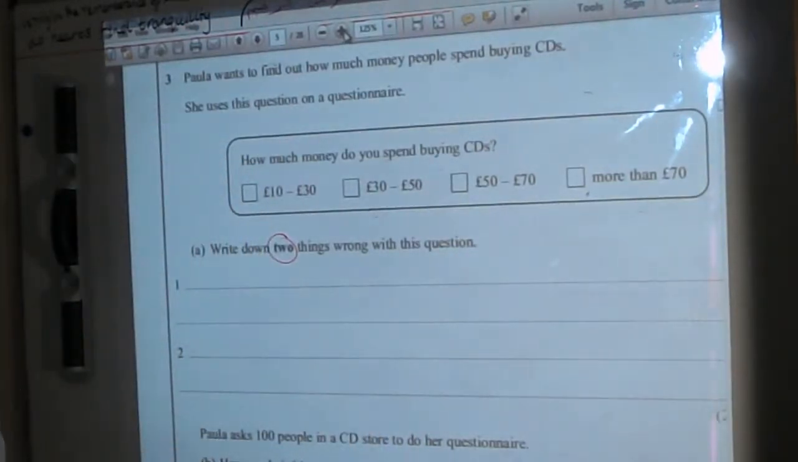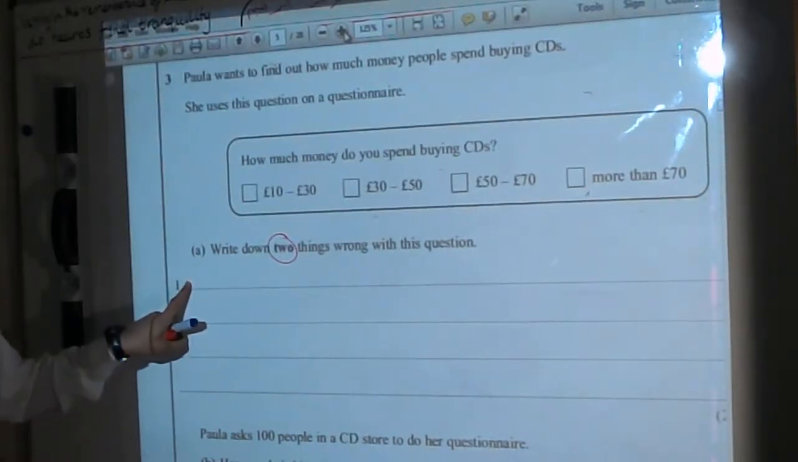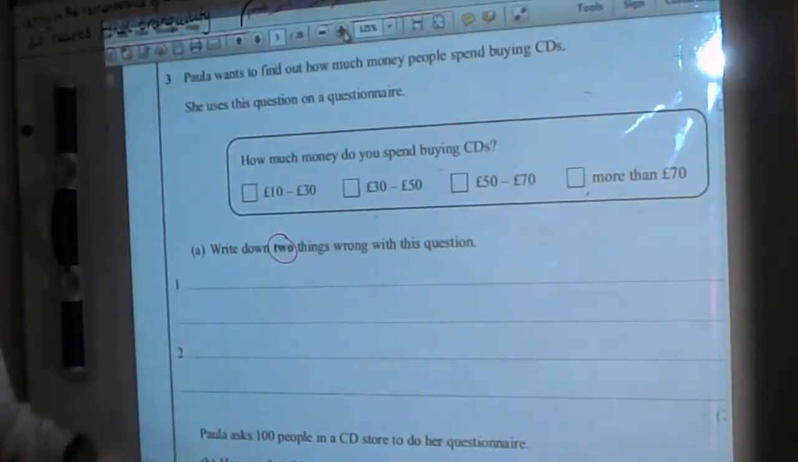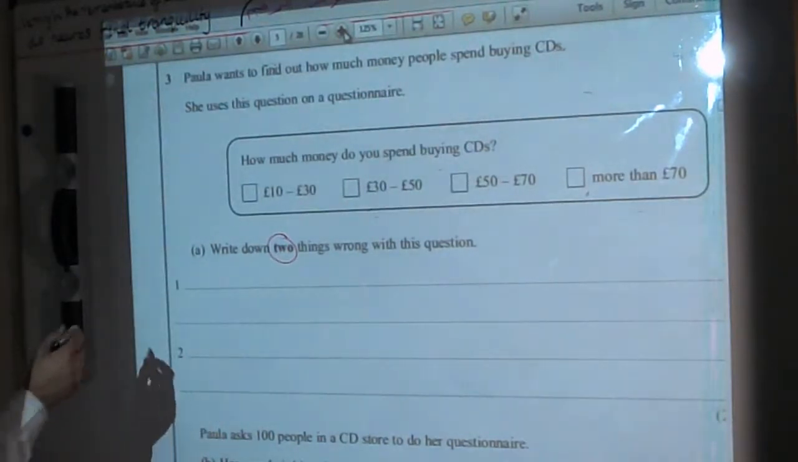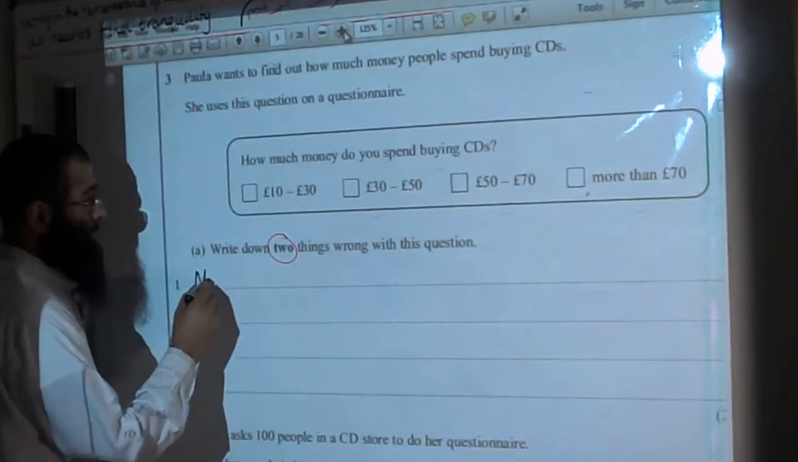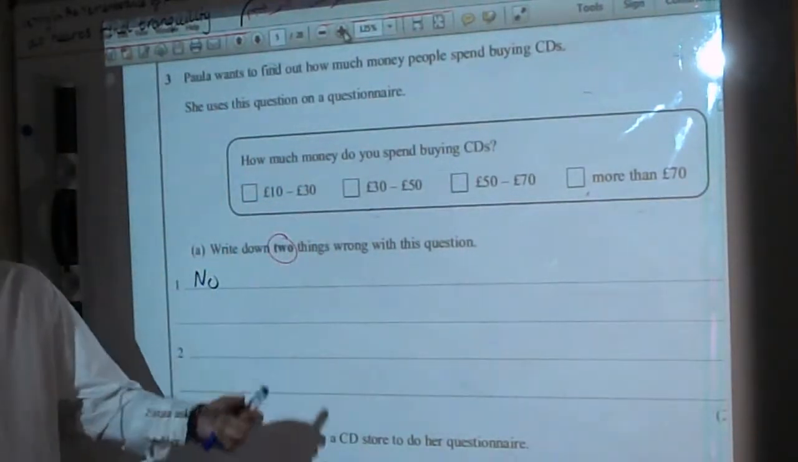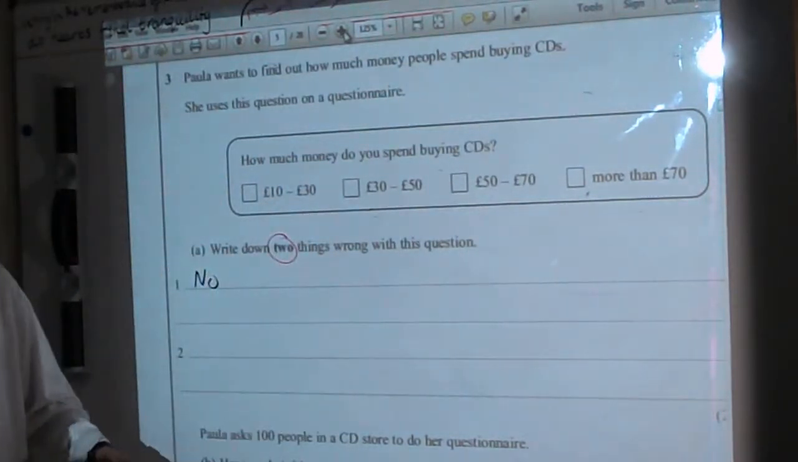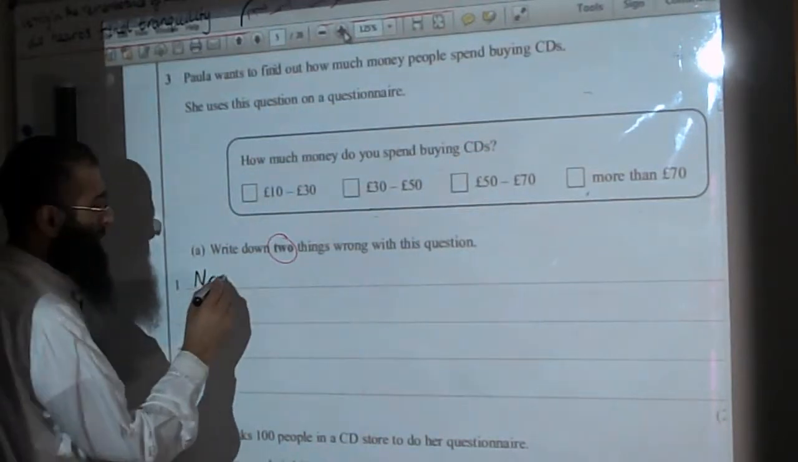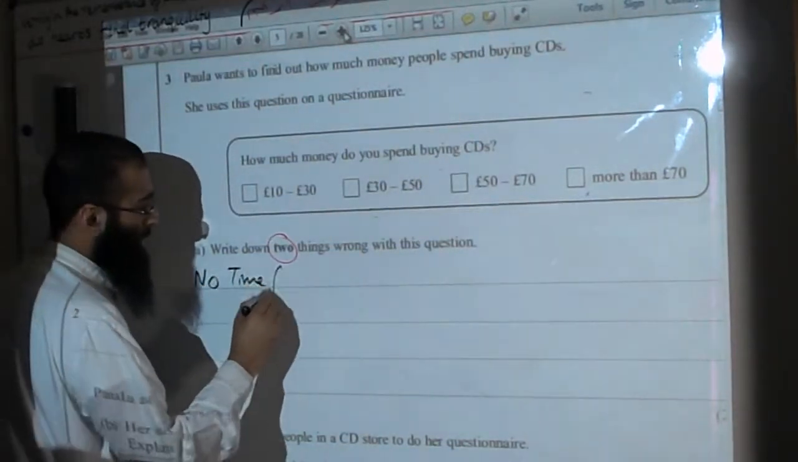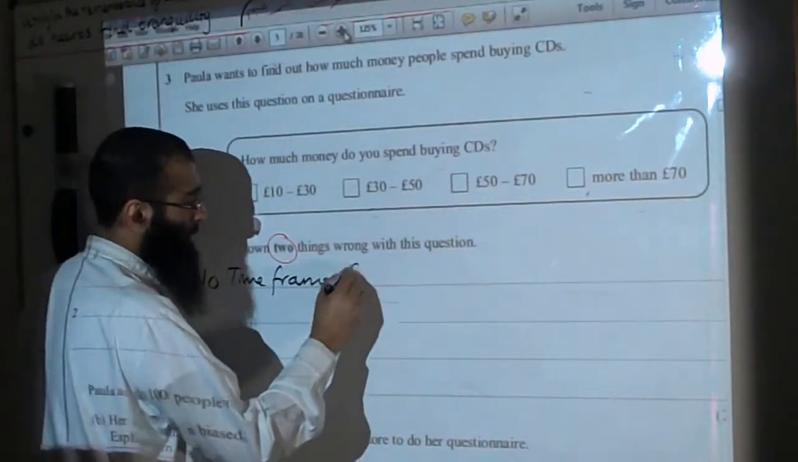Let me know what's happening. 2 things wrong. So the first thing is, go on. No time frame. Okay, there's no time frame, because you could buy CDs over a week, in a month, in a year, in your lifetime. So there's no time frame for the question.